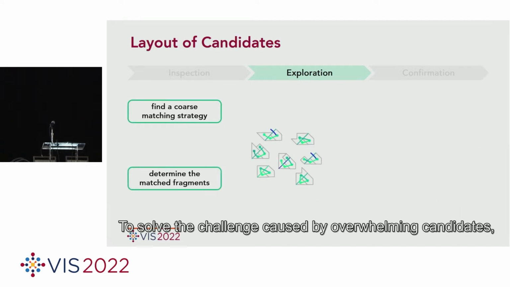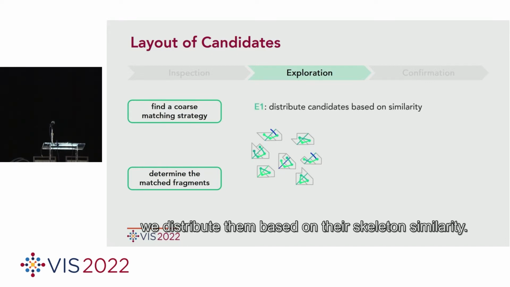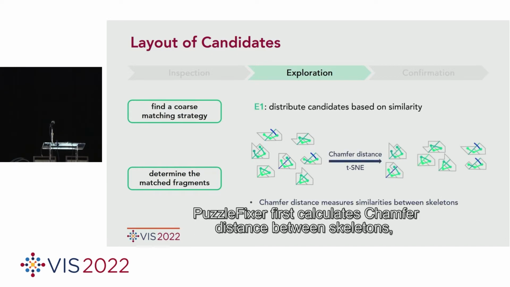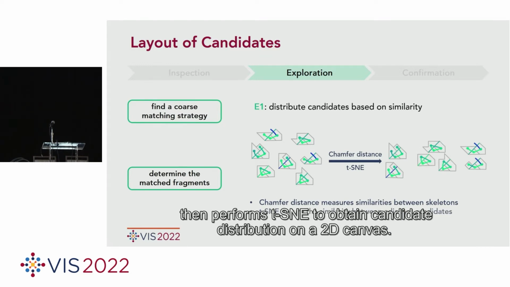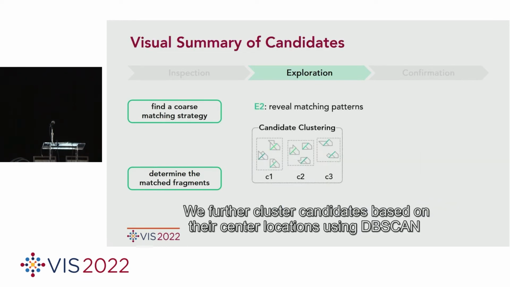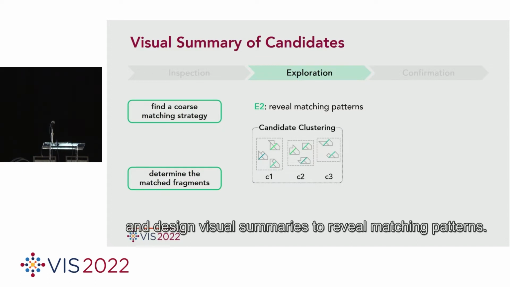To solve the challenge caused by overwhelming candidates, we distribute them based on their skeleton similarity. PuzzleFixer first calculates chamfer distance between skeletons, then performs t-SNE to obtain candidate distribution on the 2D canvas. We further cluster candidates based on their center locations using DBScan, and then design visual summaries to reveal matching patterns.